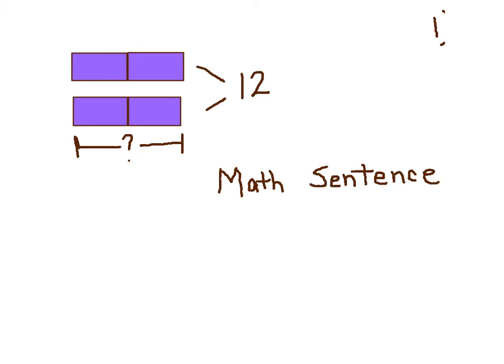When you look at the drawing, you can see that we have 12 in all, and it is split equally between 1, 2, 3, 4 boxes. And we're trying to find out what is in 2 of those boxes.